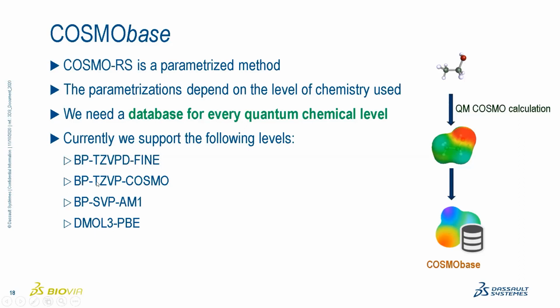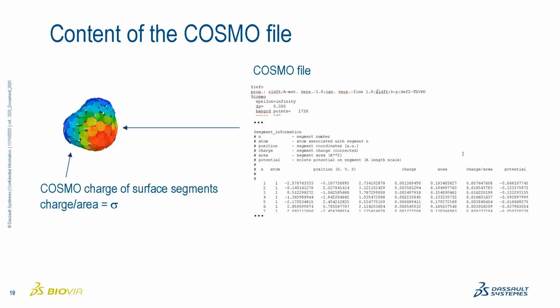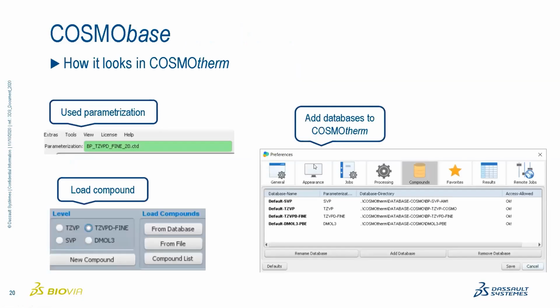So the first is the fine level, the TZVP, then there's a cheap one, a very fast one, SVP AM1, and we also have one for the DMol3 program from Materials Studio. So what is inside a COSMO file? So we have seen some nice pictures, but here, this is the real world. So we have surface segments, surface patches, and each of the patches has the surface charge, the so-called sigma, charge per area. And this is what you can find in a file. There's simply a list of all segments with the charges on it, and also the full energy of the molecule, which is also needed. So we can create a COSMO base.